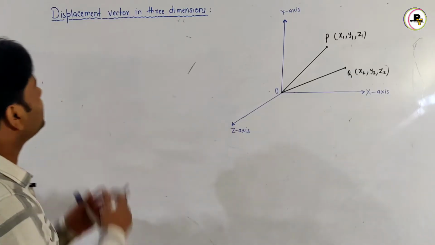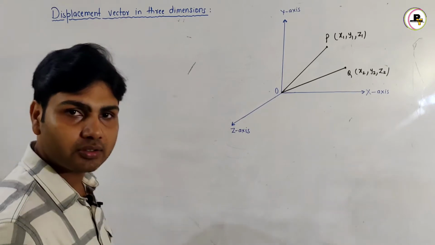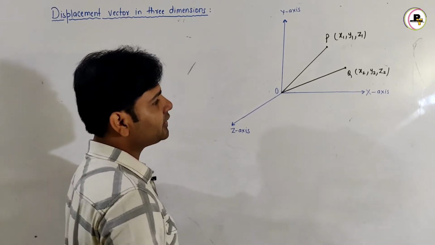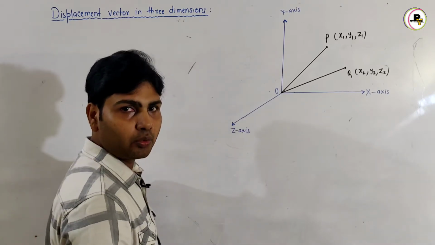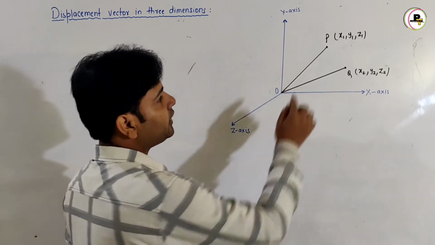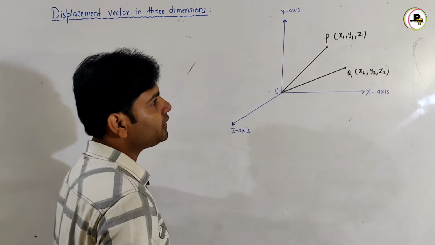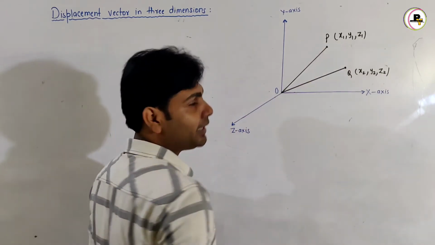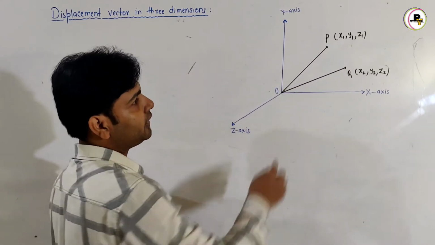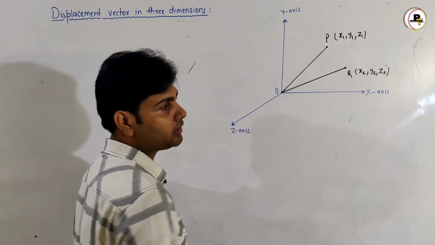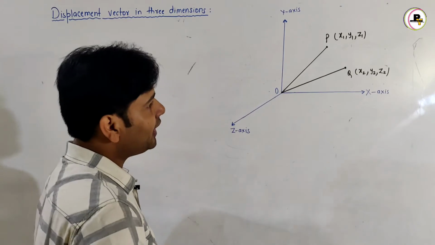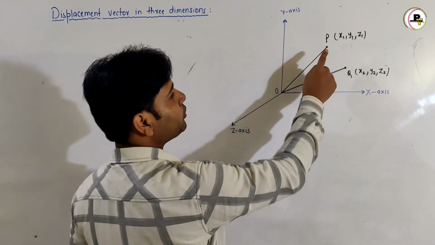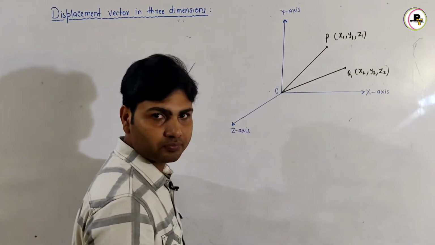Okay, now let's discuss the displacement vector in 3 dimensions. Here I have considered a 3-dimensional rectangular coordinate system with point O as the origin. Here I have considered a particle at point P with coordinates x1, y1 and z1, and then it moves to the point Q with coordinates x2, y2, z2. Now here I need to find the displacement of the particle from P to Q.